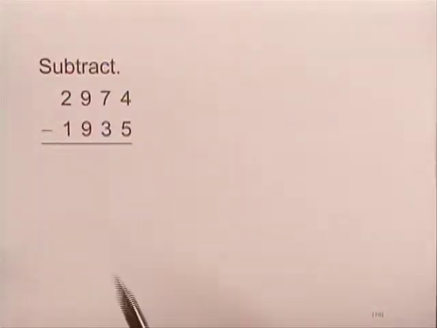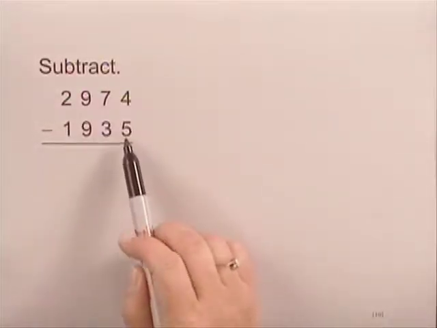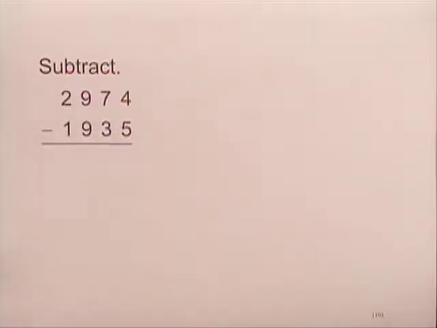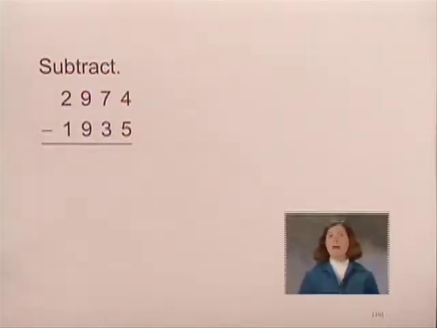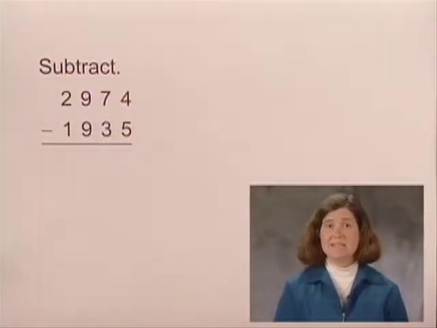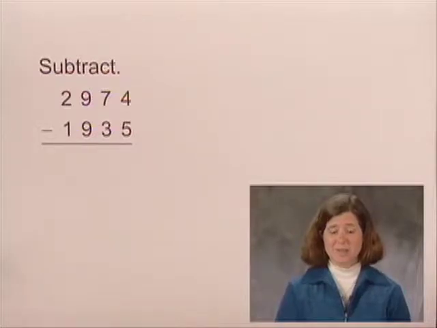In this problem, we're asked to subtract two whole numbers. We will subtract 1,935 from 2,974. We'll subtract the ones, then the tens, then the hundreds, and then the thousands.